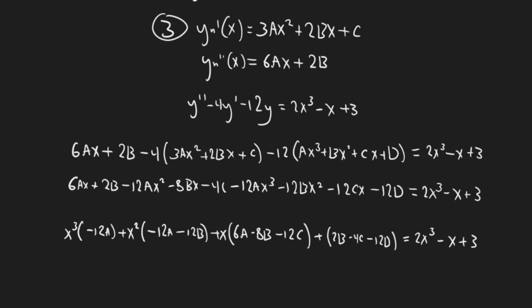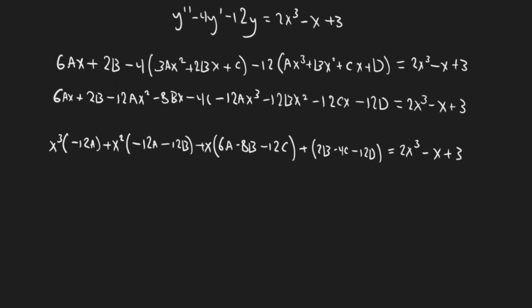Okay, so just like the previous question, remember that these two sides are equal, and so that means that whatever is in front of the x cubed on the left side has to equal what's in front of the x cubed on the right side. And same thing for the x squared, and same thing for the x, and same thing for the constant term. And in this case, you'll see when we get there, but because there's no x squared on the right side, actually negative 12a minus 12b will equal 0.